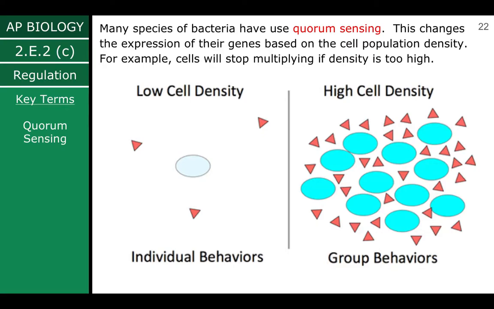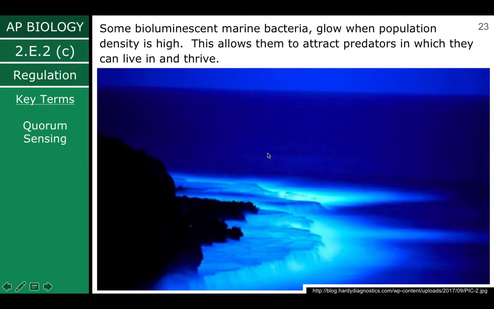Many species of bacteria have what's called quorum sensing. This changes the expression of their genes based on the cell population density. For example, cells will stop multiplying if the density is too high. Some bioluminescent marine bacteria glow when population density is high. This allows them to attract predators in which they can live in and thrive.